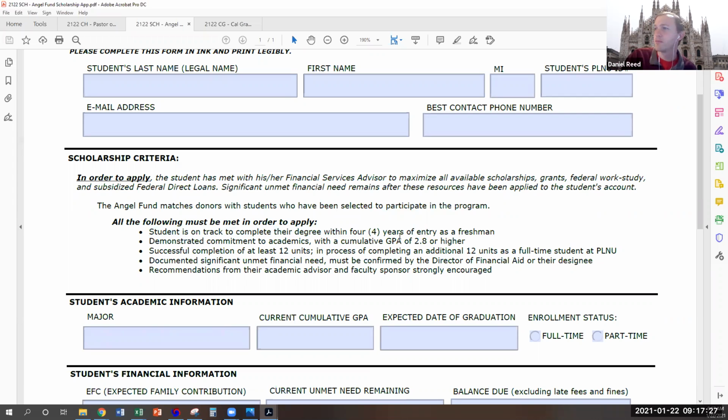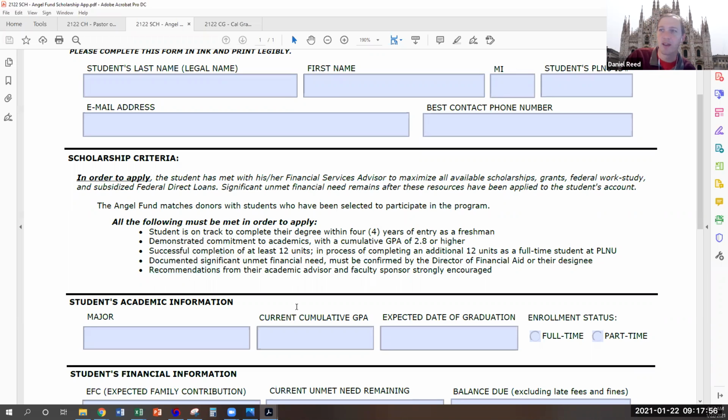There are some criteria outlined: the student is on track to complete a degree within 4 years. This was on the form before as well. They have a cumulative GPA of 2.8 or higher, they've been through at least one semester with us, documented significant unmet financial need, and then recommendations from their advisor and faculty sponsors strongly encouraged.